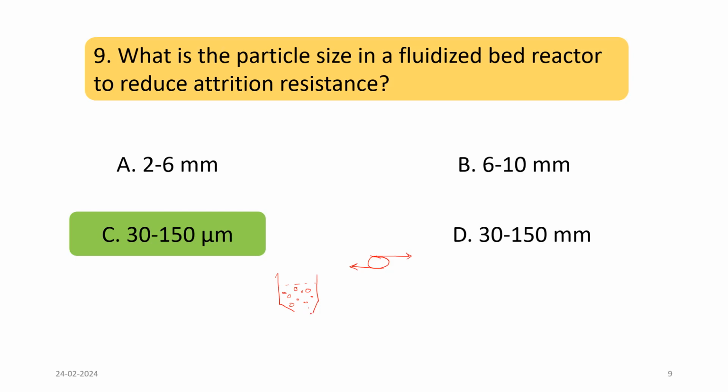Here gas or any kind of fluid is coming, right? This is a fluidized bed reactor. If the particle size inside this bed is very big, suppose in the millimeter scale, that will lead to attrition between the particles. That means the tangential friction between the particles will reduce the size of the particles, which will not serve our purpose. That is why we have to make the particle size very small, in the range of 30 to 150 micrometers, so that this attrition does not happen. So this is the answer.